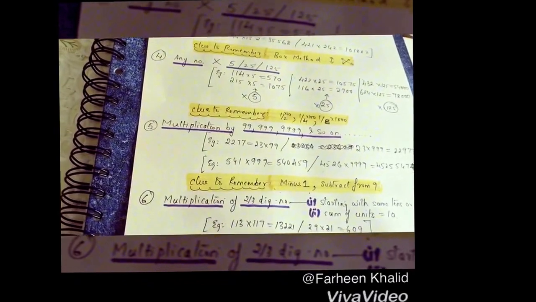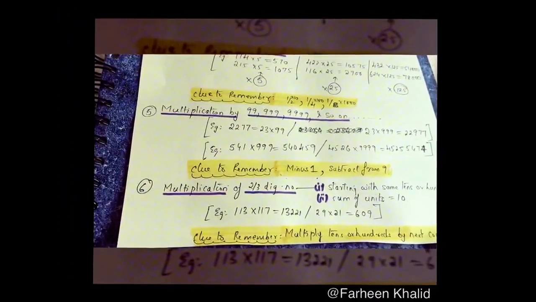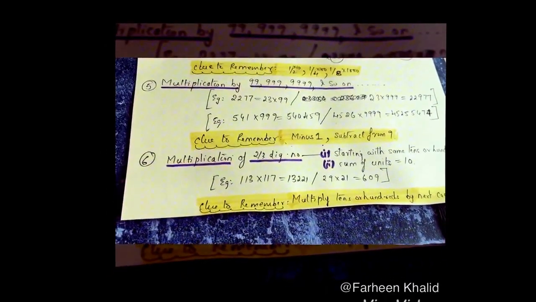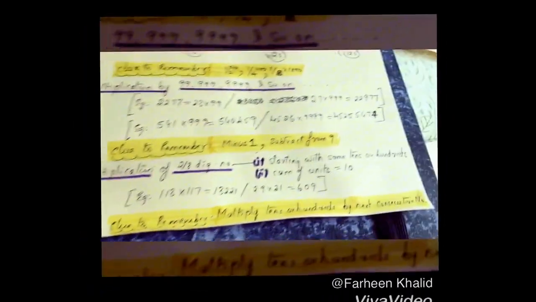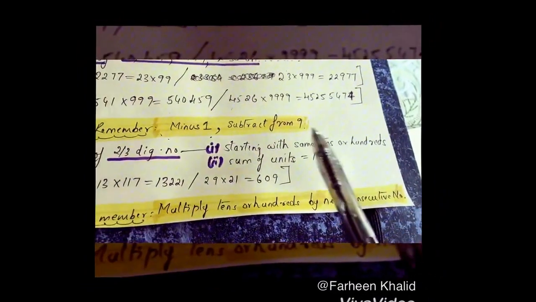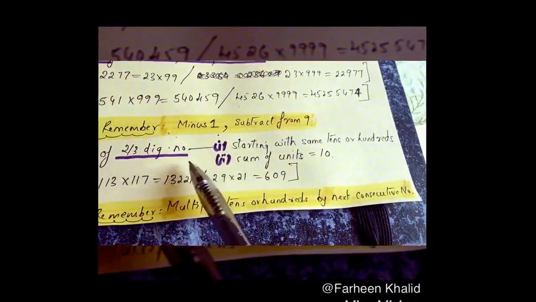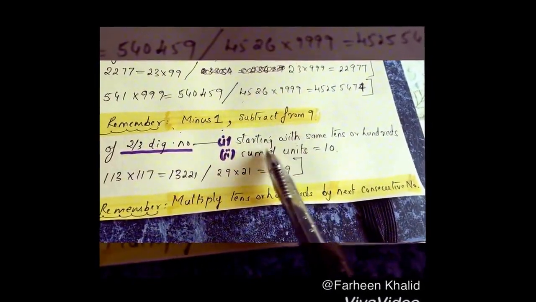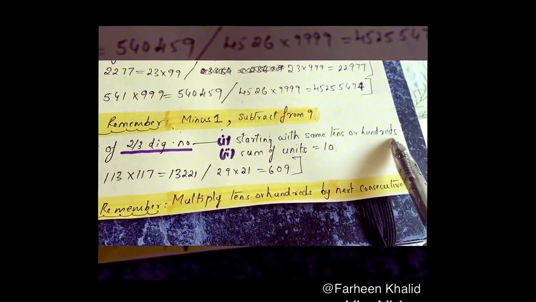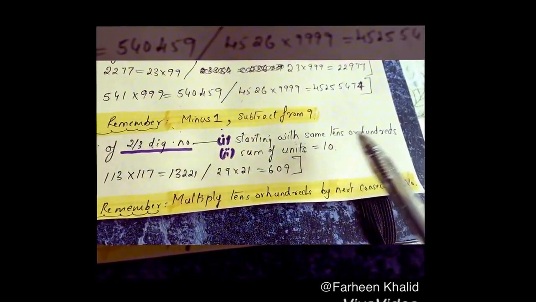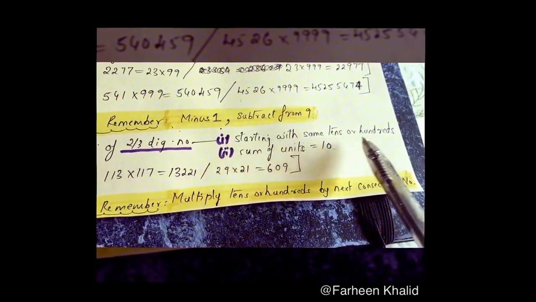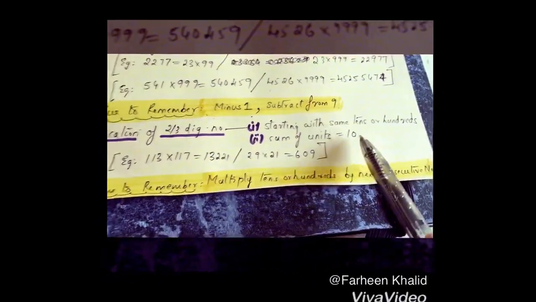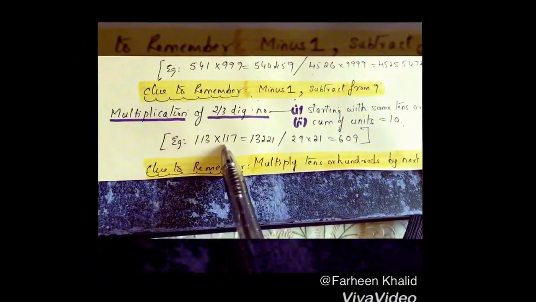In this one it is a multiplication of 2 or 3 digit numbers, okay, but there are conditions to this one. The first thing is that both the numbers have to have the same number of digits, and they have to start with the same tens or hundreds. All right, you'll understand better as we go ahead. So it has to start with the same tens or hundreds, and the sum of the units of both the numbers should be 10. For example, 113 times 117.